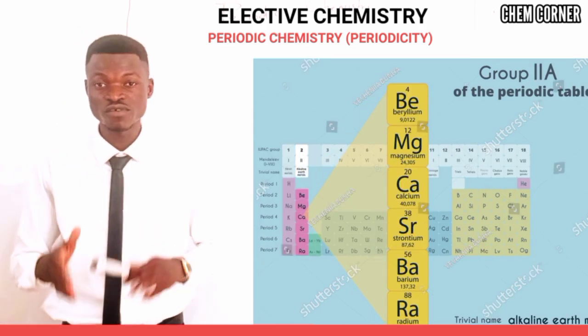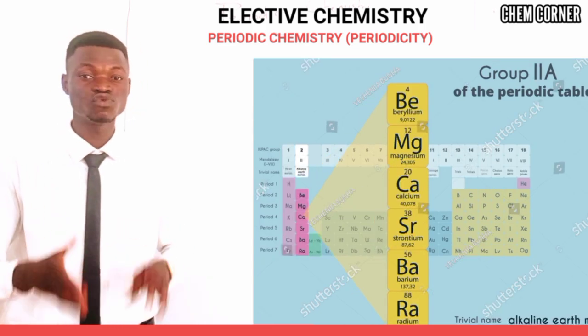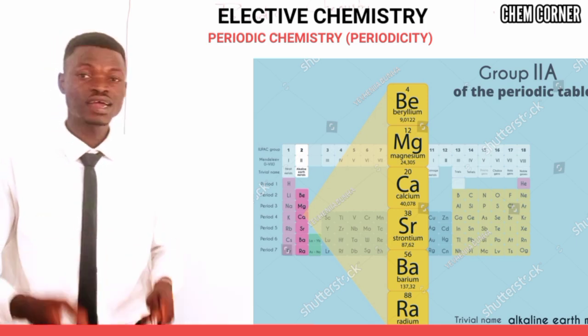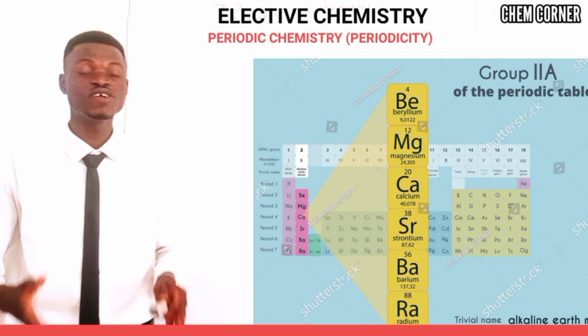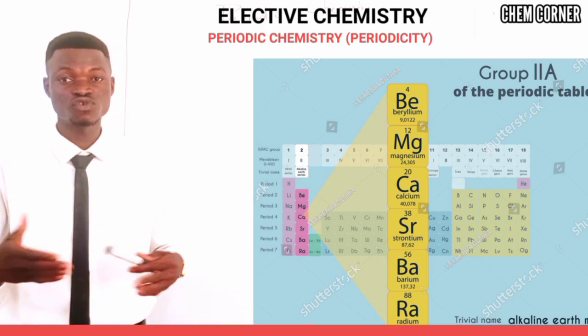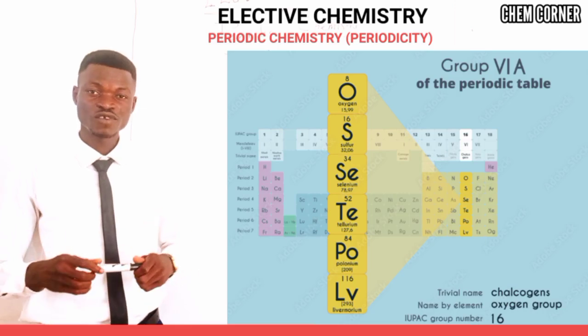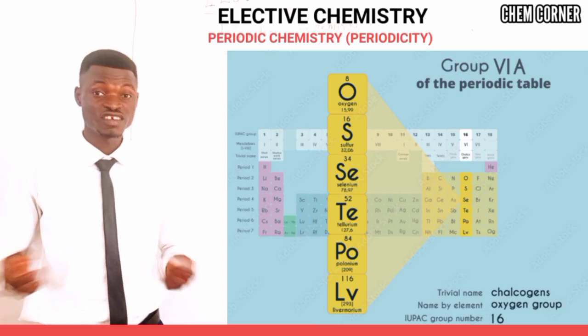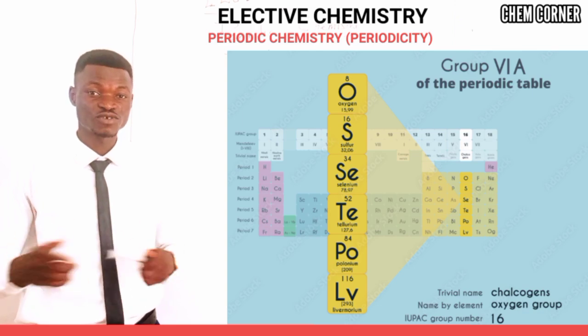The second group of the periodic table is known as the group 2 elements, also known as the alkaline earth metals. Alkaline earth metals because they are obtained from the earth, and when you dissolve them in water, they also form a basic solution. We also have the group 6 elements, and these are called group 6 because they have 6 valence electrons.